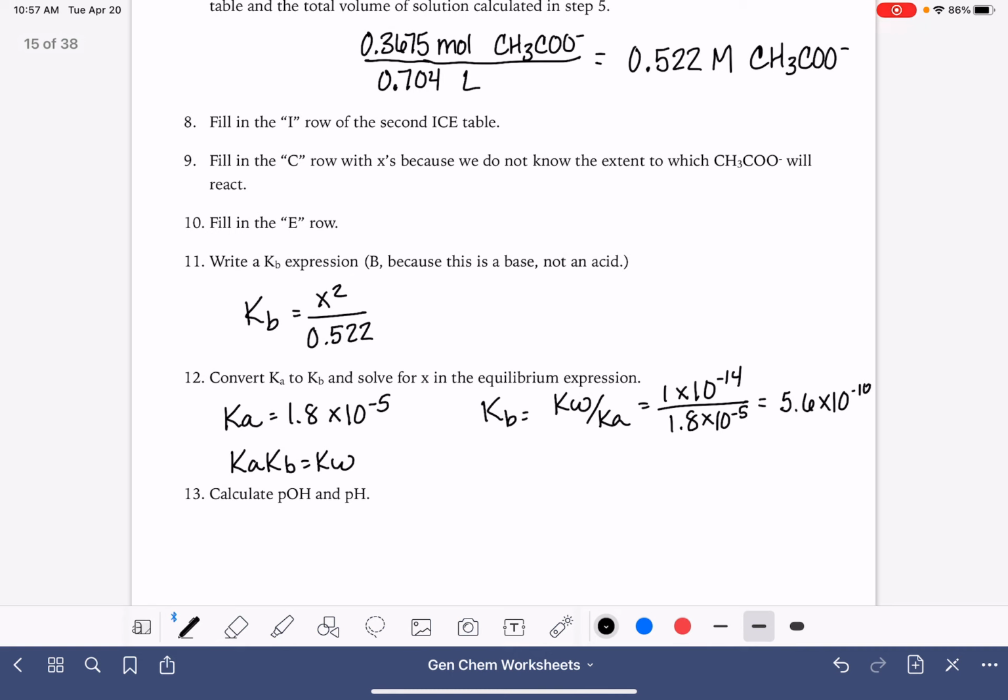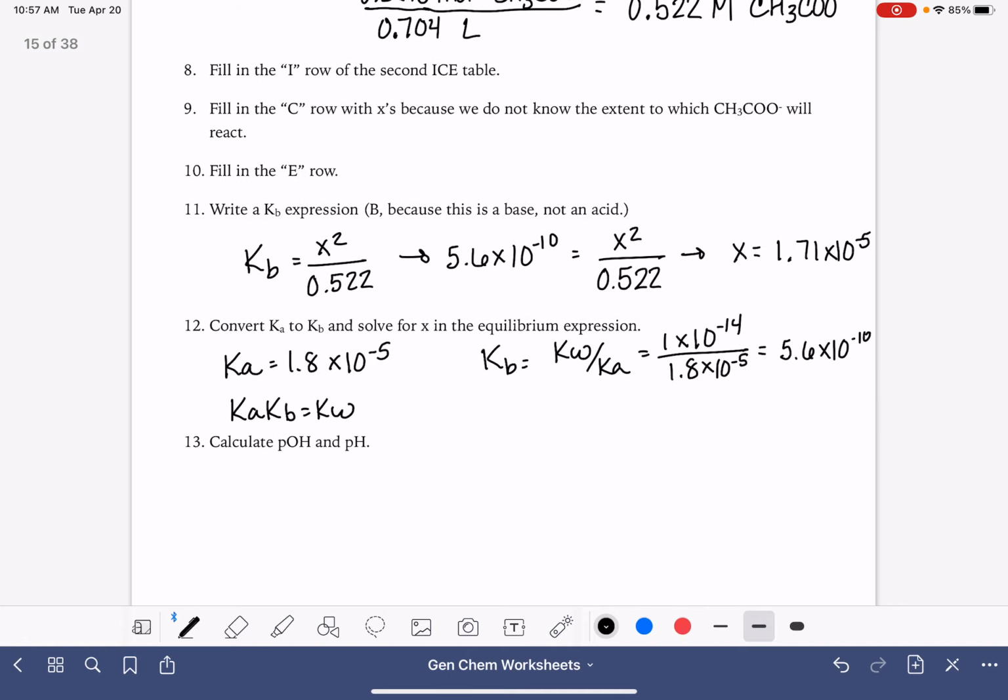Hang in there. Don't quit. We're going to plug this in up here for our Kb, 5.6 times 10 to the minus 10. You've come this far, you can't give up now, we're almost done. Solve for x. 5.6 times 10 to the minus 10 times 0.522, and then take the square root of that. 1.71 times 10 to the minus 5.